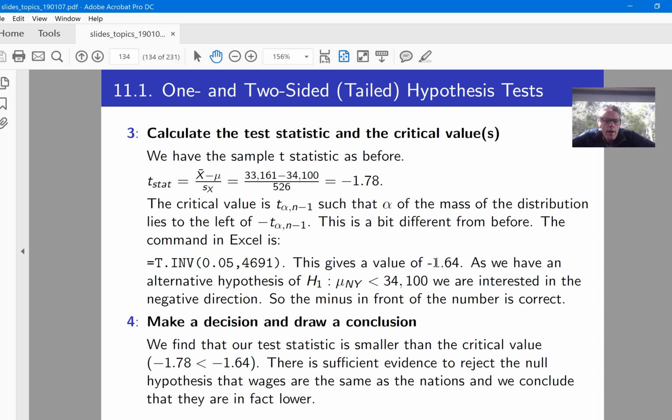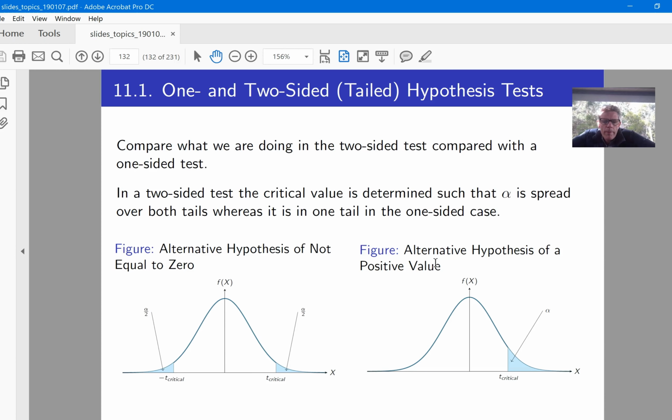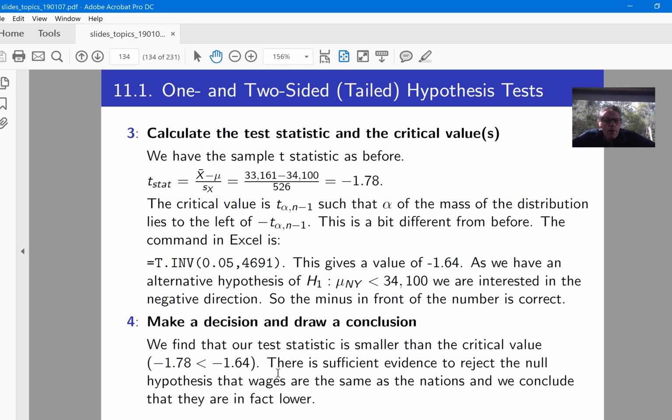So the cutoff point now between close to zero and not close to zero is a little bit closer to zero, 1.64, because all of the probability is here. It's actually over this side, but it's symmetric, so it doesn't matter which side I draw my picture. All the 5% probability is in the one tail, so that critical value is a little bit closer to zero than this critical value here, where the 5% probability is spread across two tails. So I get minus 1.64 as my critical value.